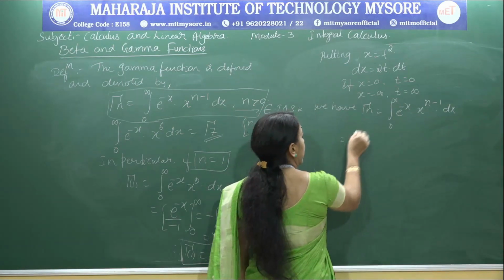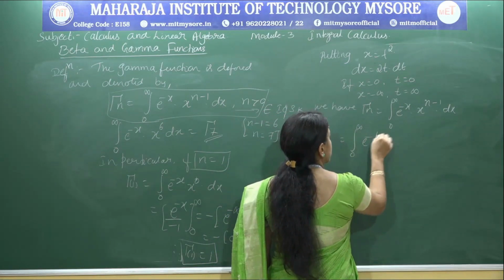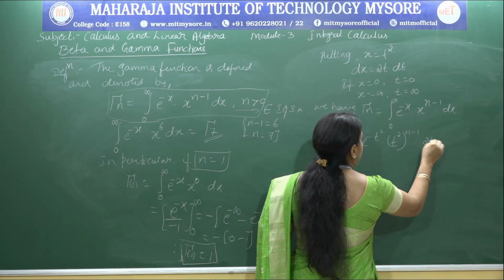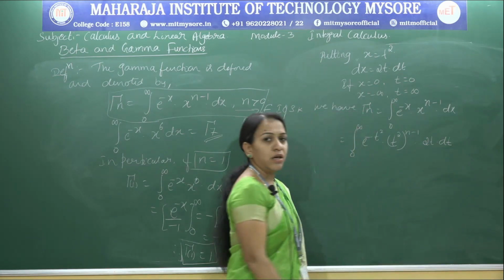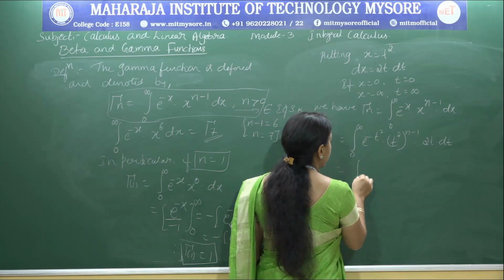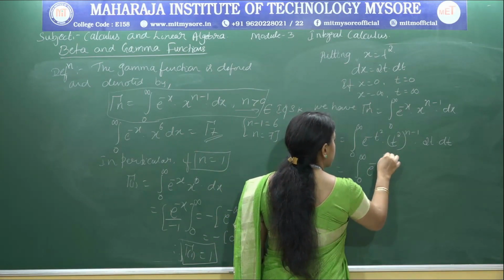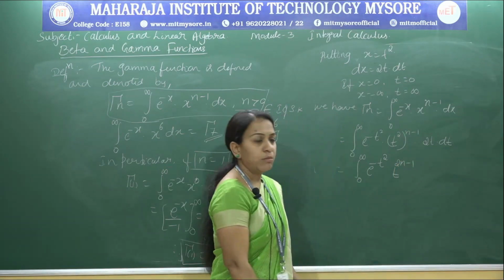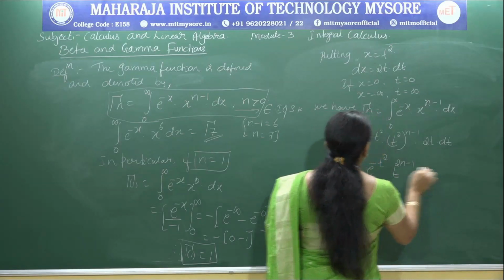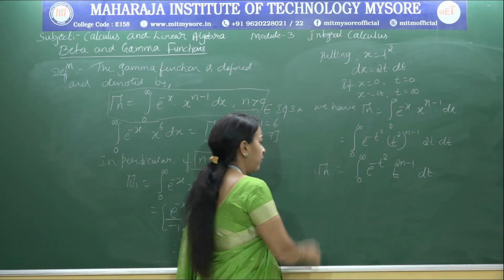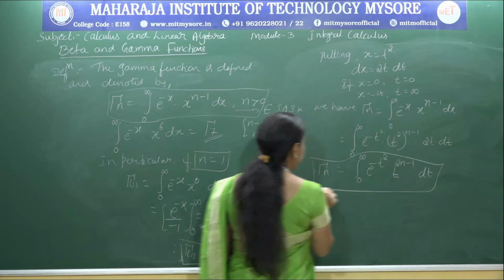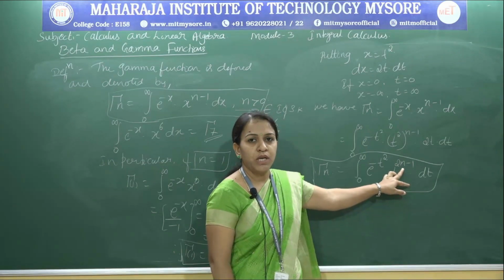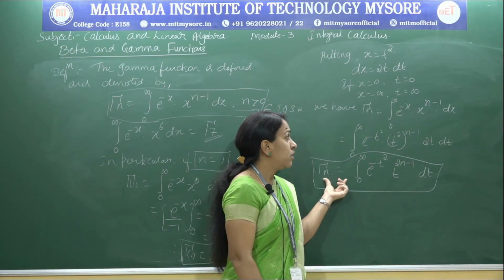That can be rewritten as integral 0 to infinity e power minus t square into t square to the power of n minus 1, into dx replaced by 2t dt. If I simplify, we have integral 0 to infinity e power minus t square t to the power of 2n minus 2 plus 1, that remains 2n minus 1, into dt. So, this is another way of defining the gamma function. Whenever we have the integral of e power minus t square t to the power of 2n minus 1 dt, that can be replaced.